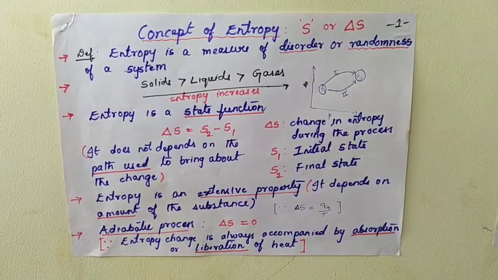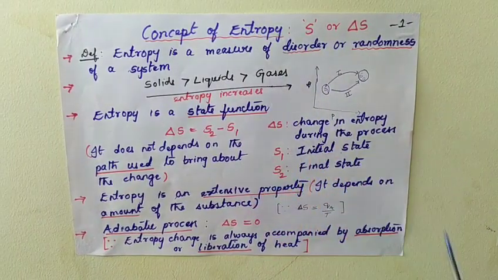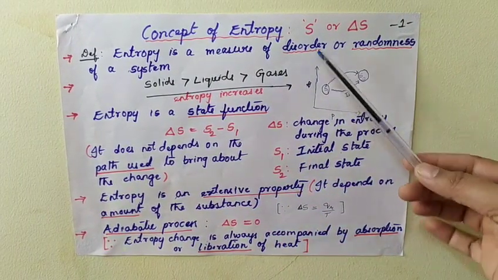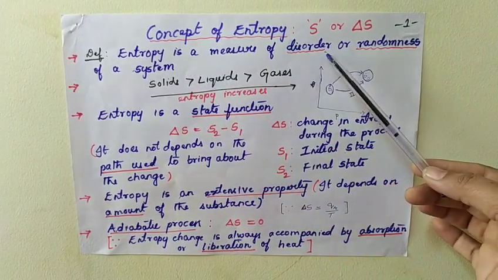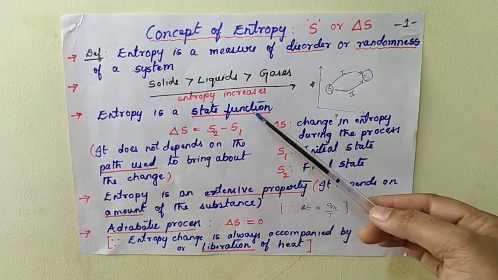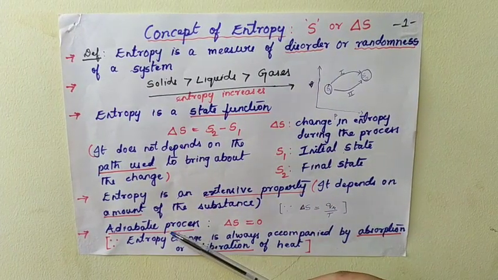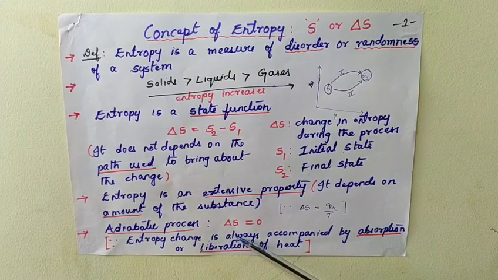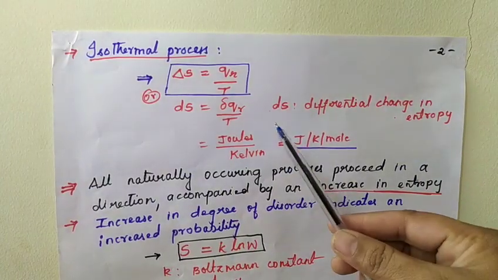Well students, if the question is asked in the examination, write a short note on entropy, you have to write all these points. First, you should give the definition of entropy, then state that entropy is a state function, then that entropy is an extensive property, and what happens in the case of an adiabatic process, and what happens in the case of an isothermal process.